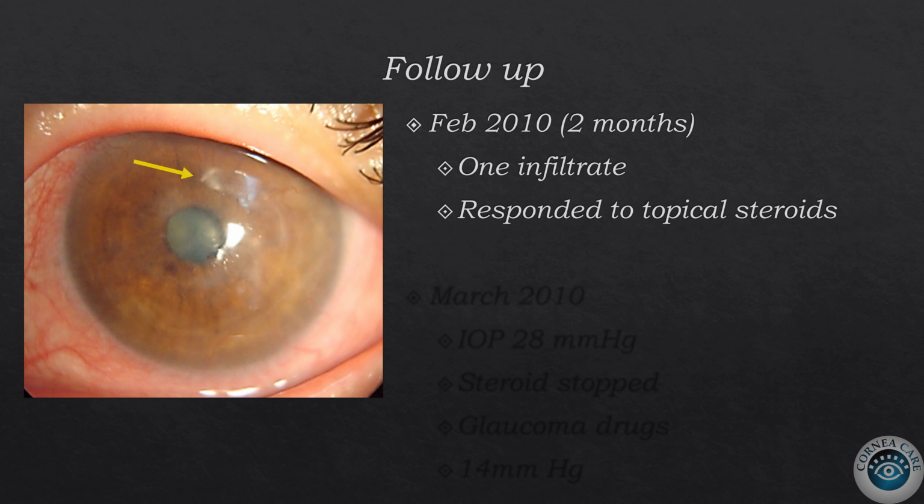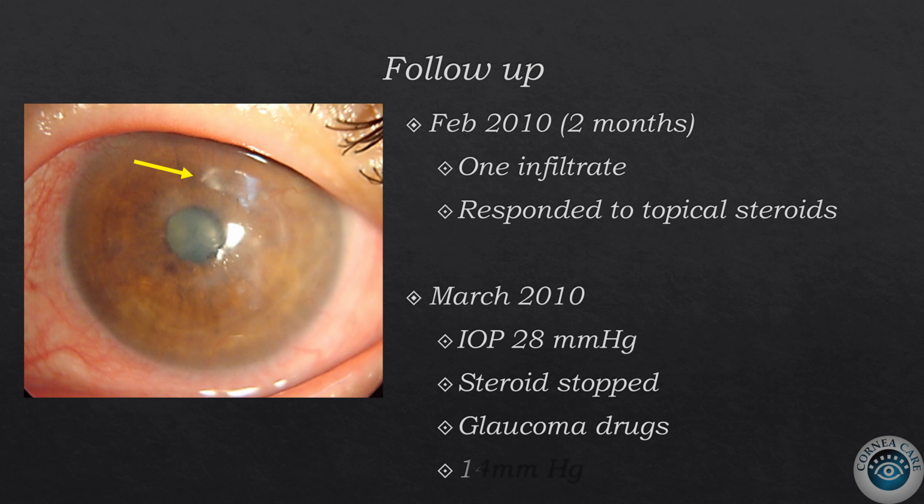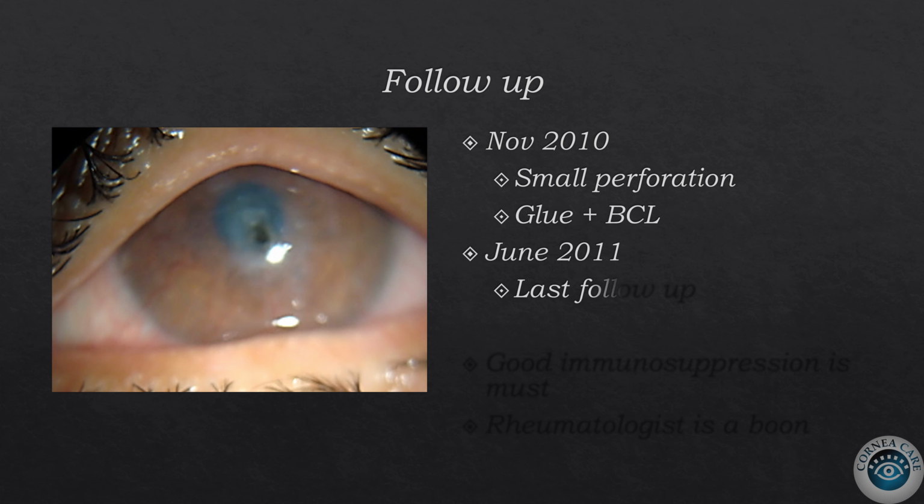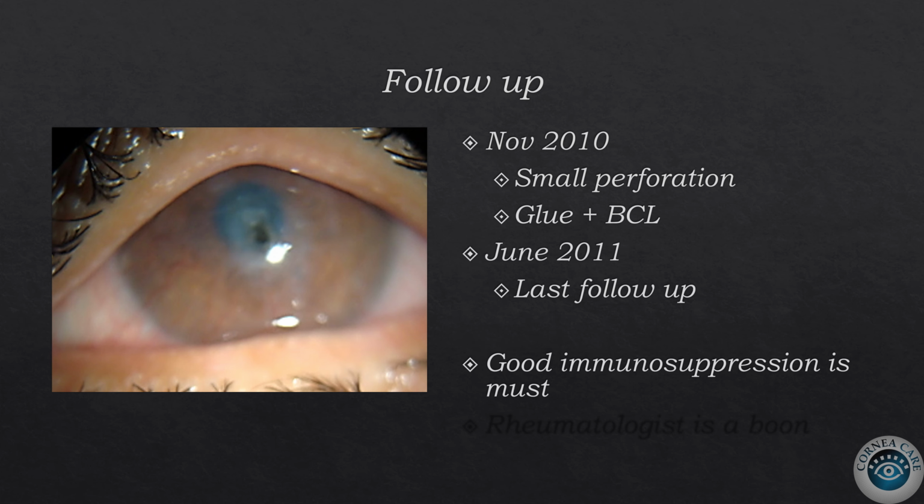During follow-ups, she used to have occasional flare-up. Her IOP increased once, requiring addition of glaucoma medication. Ultimately, this eye also had a small central melt. Retrospectively, I feel that she never received good immunosuppression. Now, we are lucky to have an in-house rheumatologist, which is a big boon, as we will see in the next case.